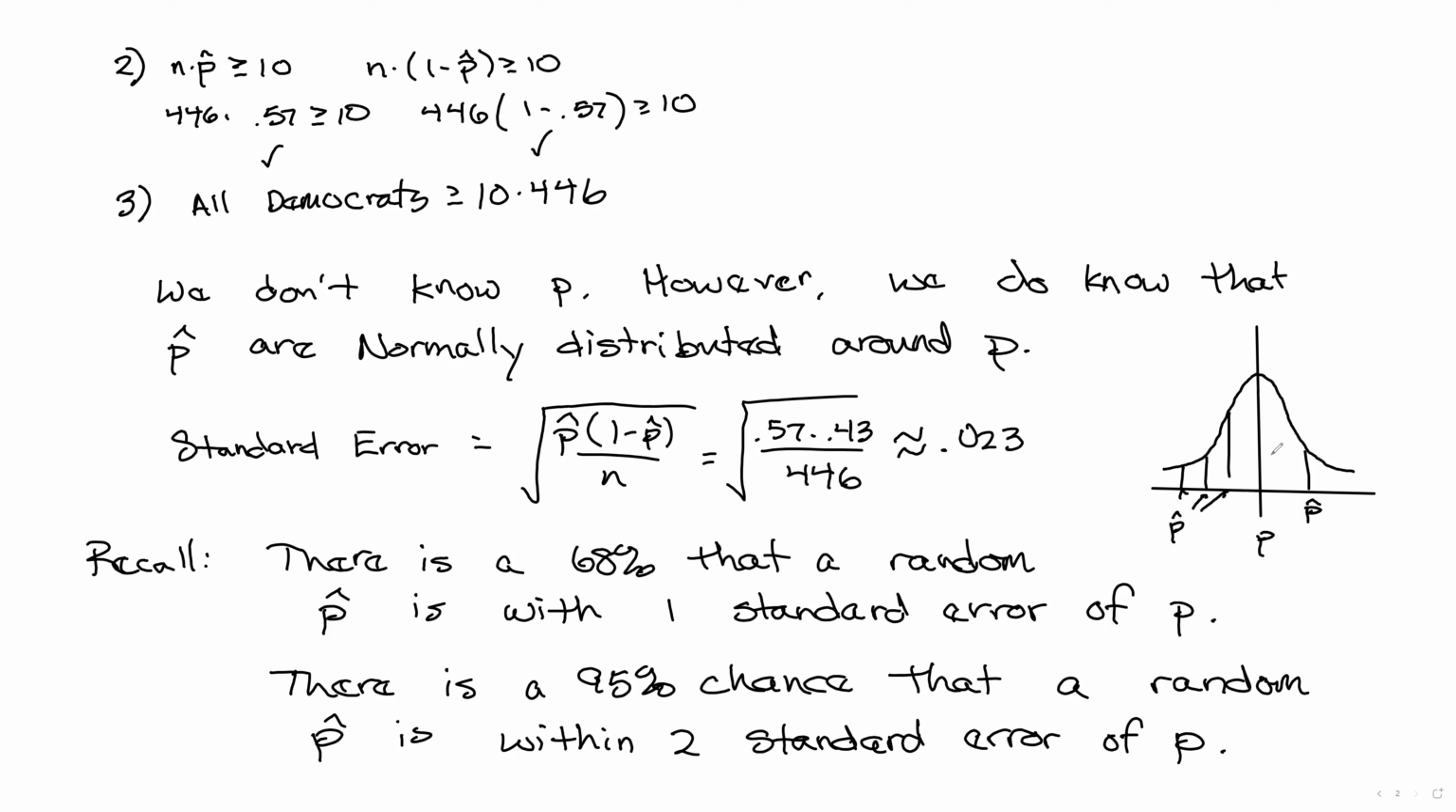Of P. So if we start here at the center P and we went out two standard deviations in each direction, then that's going to cover 95% of all of the survey possibilities, all of the p hats. And so because of that, there's a 95% chance that if we randomly selected a p hat, it would be within two standard deviations of p. So this is all just central limit theorem stuff. We're just restating it here for a purpose that I'm going to come to in a moment. All right, so we're getting there.